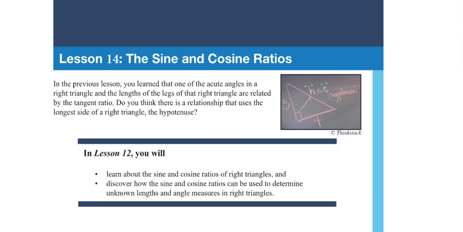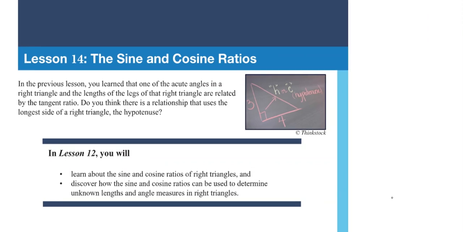All right, so last lesson we were doing the tan ratio, or the tangent ratio. So tan theta was equal to opposite over adjacent. Now what we're going to be doing is the sine ratio and the cosine ratio. And I'll show you where we're going here.